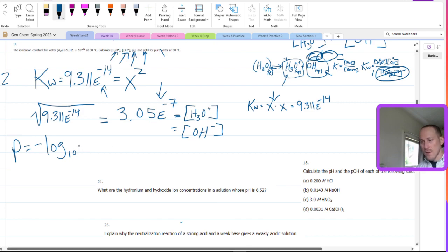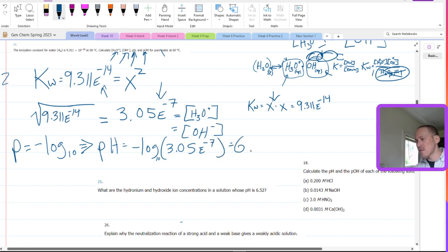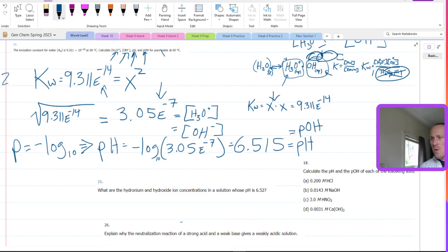Okay, I was wrong about the 8 thing. So therefore pH is going to equal the negative log base 10, which your calculator is going to ultimately do base 10 unless you tell it otherwise, which is going to equal 6.5. And since our concentration of hydronium and hydroxide are the same, that's going to equal the pH and the pOH. Okay, so that's all it asks.